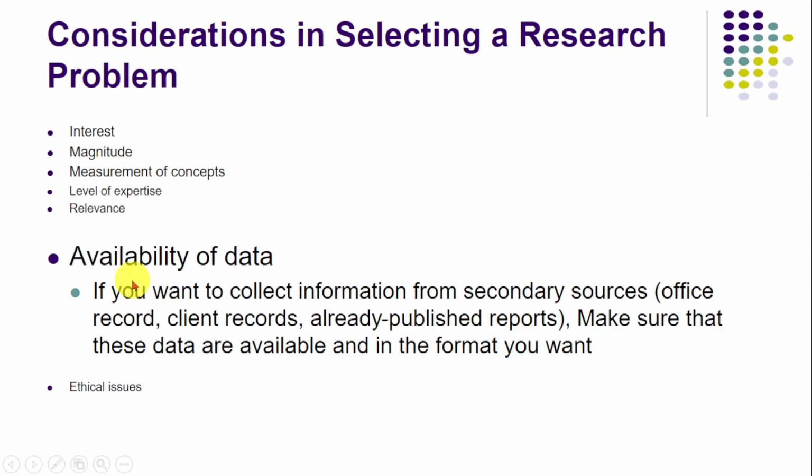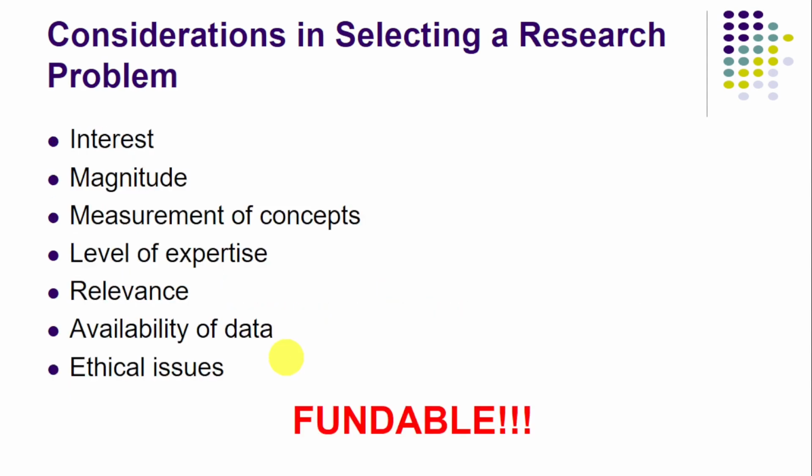Next, availability of data. If you want to collect information from secondary sources, such as authors' records, client records, or already published reports, make sure that these data are available and in the form you want. So, is this data available? Can you find this data? Is this data approachable?